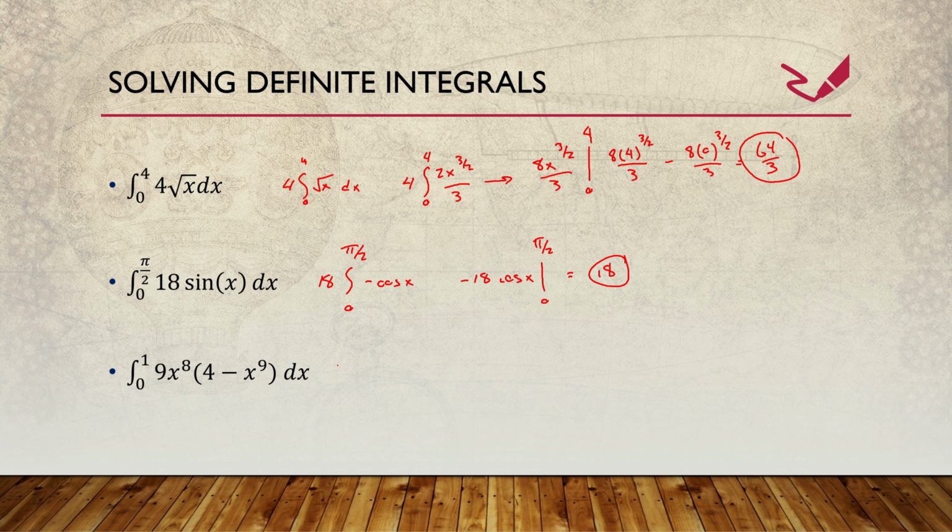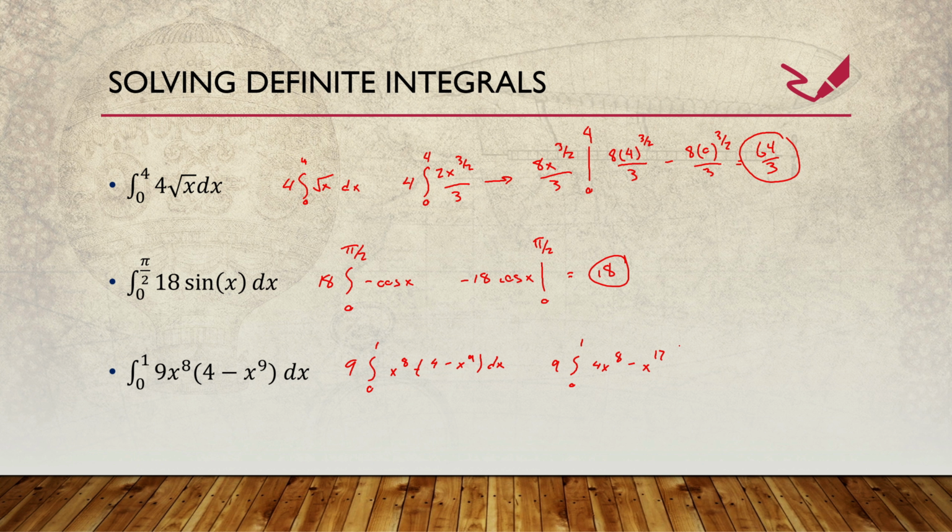And then for the very last one, we'll pull out the 9. So then we will have the integral from 0 to 1 of x to the power of 8 times 4 minus x to the power of 9 dx. We'll multiply x to the 8 by the 4 and by the negative x to the power of 9. So we have 9 times the integral from 0 to 1 of 4x to the power of 8 minus x to the power of 17.